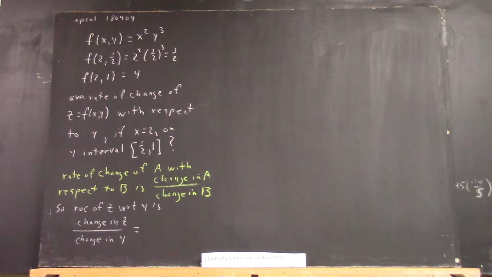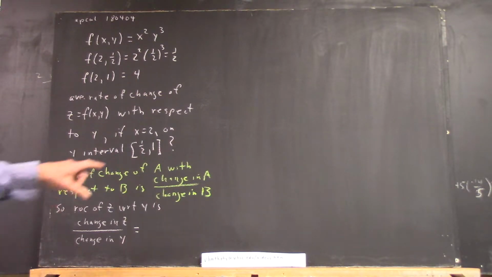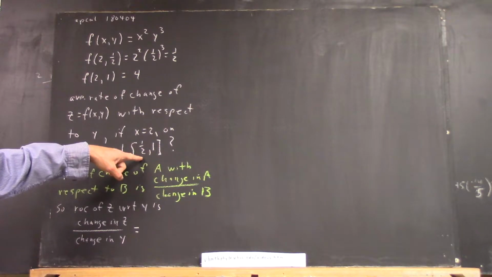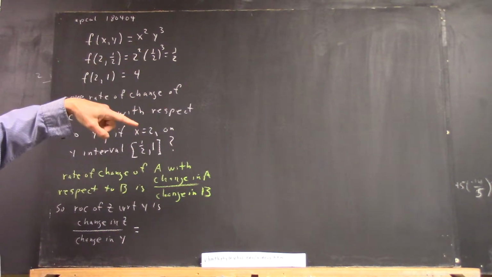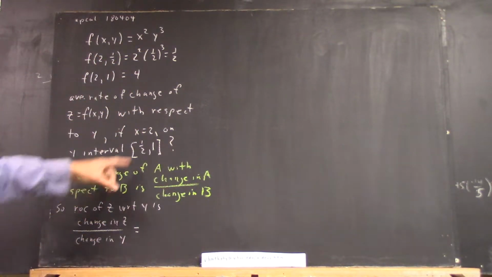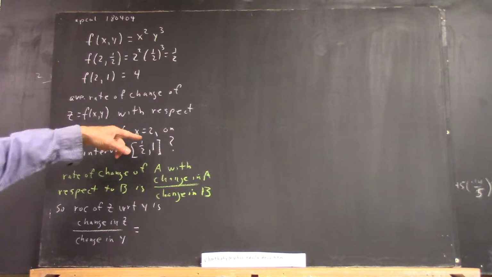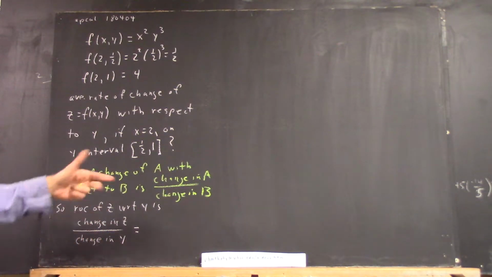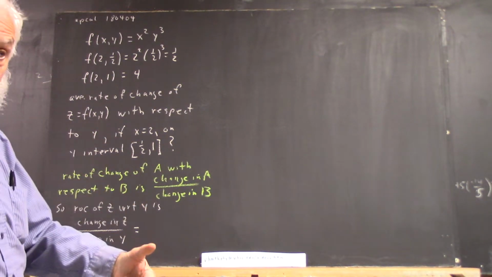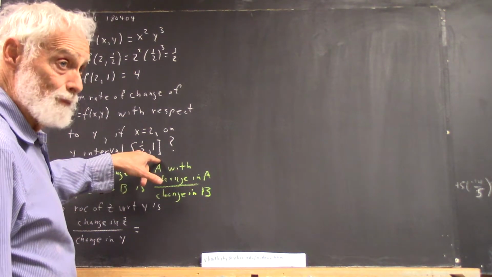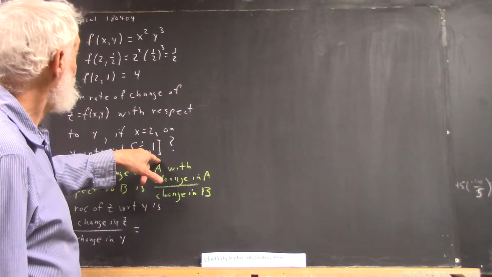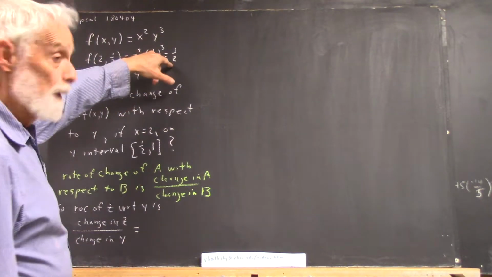Well, when y is 1/2, what's the value of z? Would it be 1/2? Yeah. And so if it's 1. Now, the assumption throughout is that x is still 2, right? Yeah. Okay? So as long as x is still 2, the change in z on the y interval 1/2, 1 is the value at 1 minus the value at 1/2.